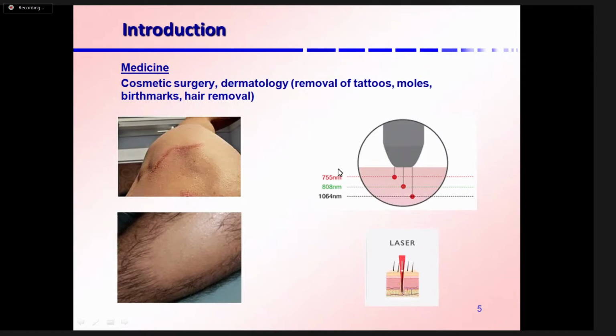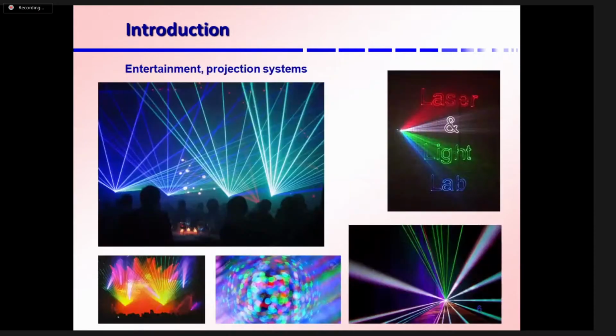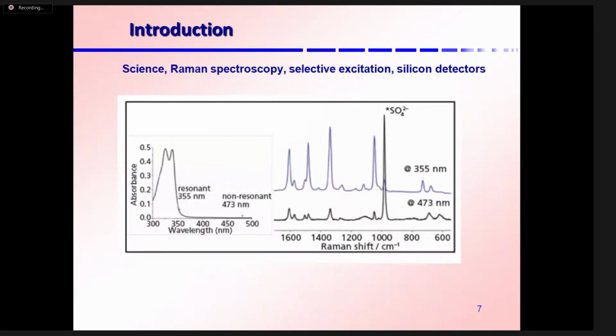And this is because the different wavelengths of the laser radiation transmit with different depths of transmission. And this is also because of hemoglobin that absorbs the laser radiation. Of course, such applications like entertainment and projection systems are also very interesting and useful.